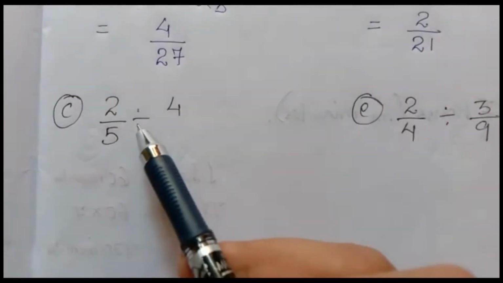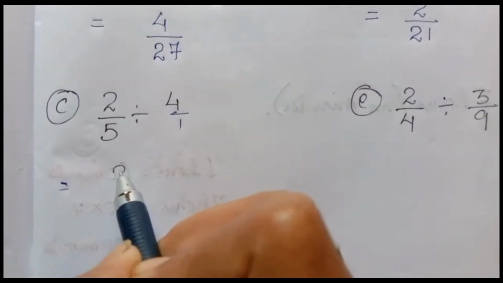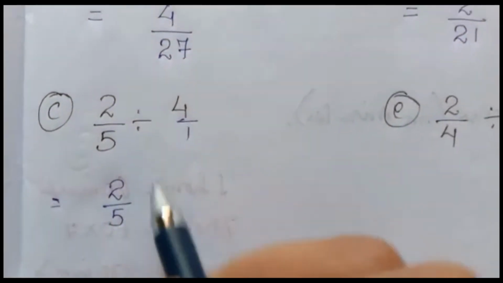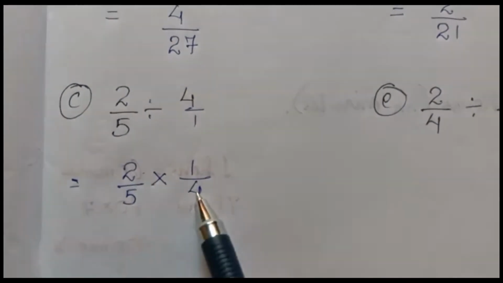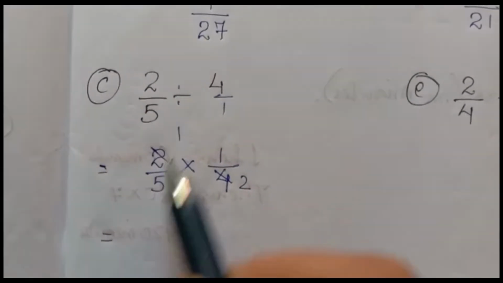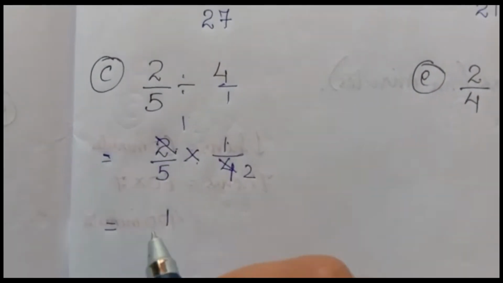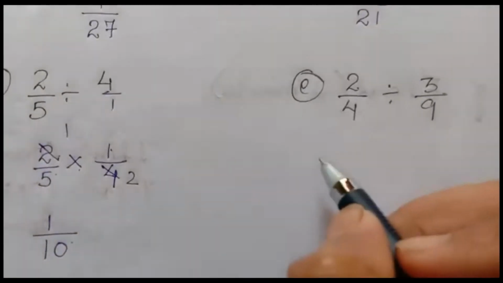Next is 2 by 5 whole divided by 4. Add here 1. Then 2 by 5. Convert this division into multiplication. 1 by 4. Now you can cancel this 2 and 4. 2 1s are 2, 2 2s are 4. Is equal to 1 into 1, 1. 5 2s are 10. Answer is 1 by 10.